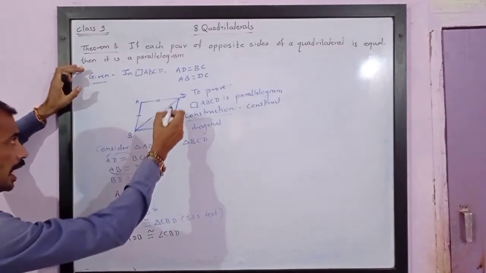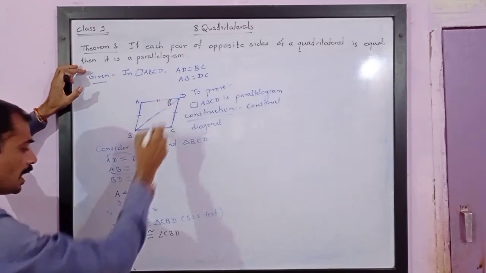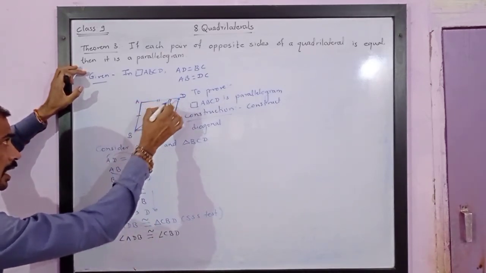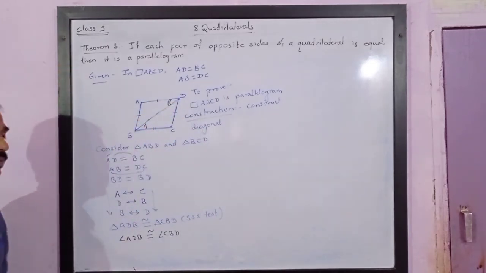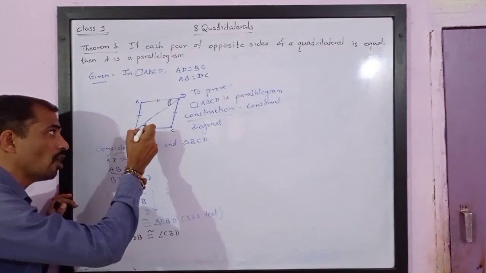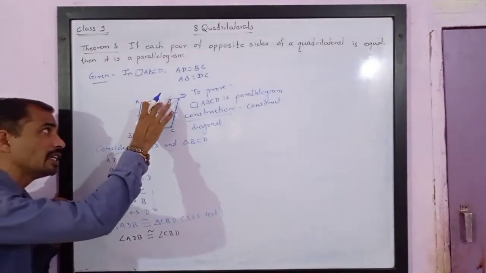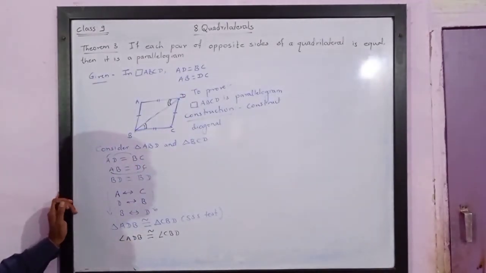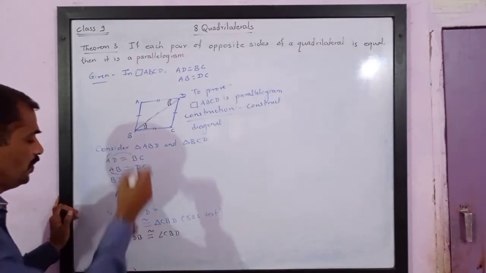It means ADB is this angle and CBD is this angle. So this angle is congruent to this angle. Now look at the figure. If these two angles are congruent, it means alternate angles are congruent, and if alternate angles are congruent, it means AD is parallel to BC. But before writing this, we will take another congruency also.